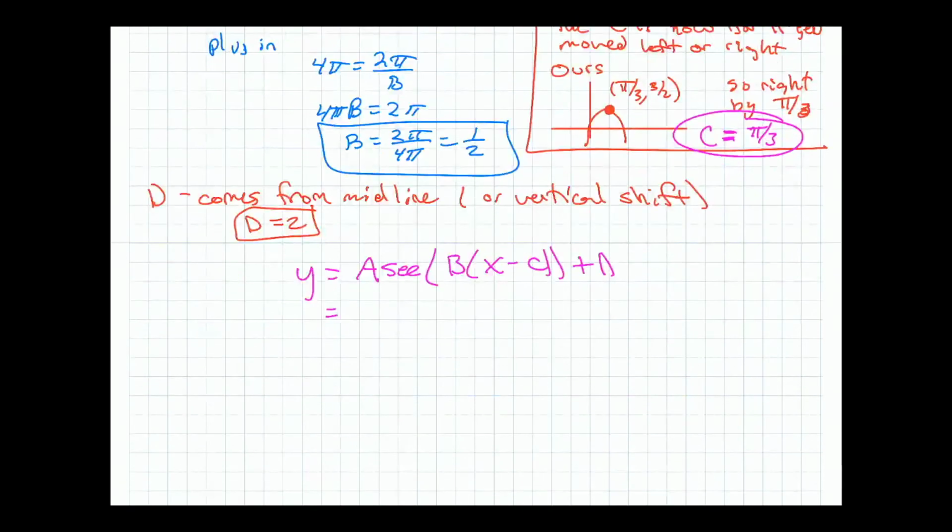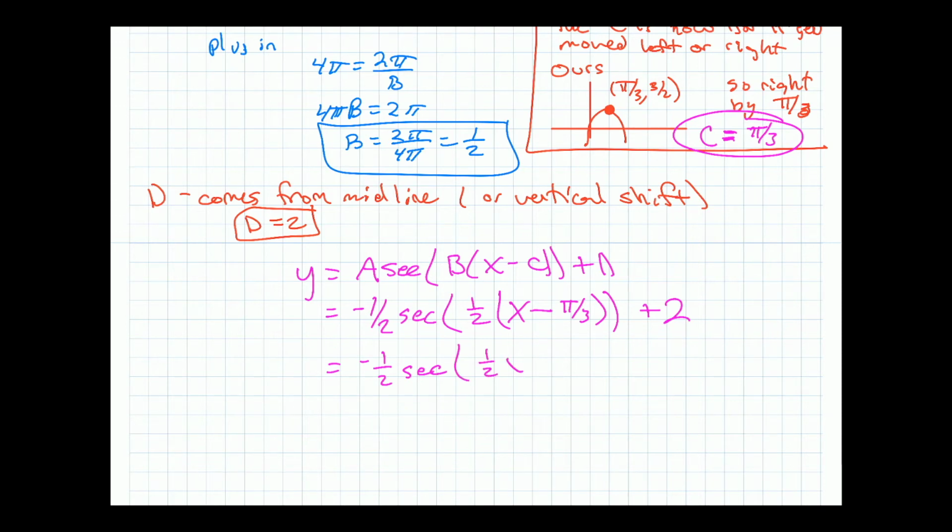So the A is negative 1/2, upside down and half as tall, secant. The B is 1/2. That'd make it twice as wide. X minus C, C is pi over 3, because the whole thing's been moved over pi over 3, and then the D is 2, because it's all been moved up by 2. So you can either type it in like that, or if you multiply that 1/2 through, you don't have to. You could type it in like this as well, and that would be fine.